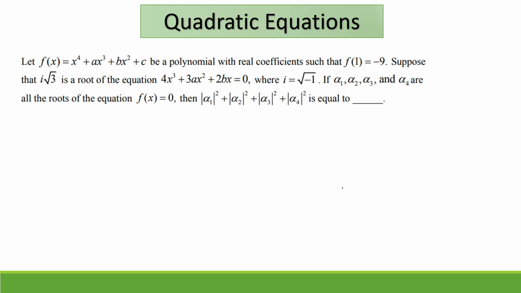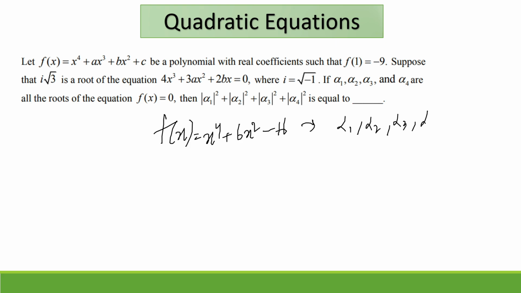Okay, so let's write it down on the new page. f(x) is x to the power 4 plus 6x squared minus 16. And obviously it has four roots, alpha 1, alpha 2, alpha 3, and alpha 4. Correct? Now, this can obviously be given as (x squared plus 2) into (x squared plus 8) into (x squared minus 2), right? This is the factorization. Yes.